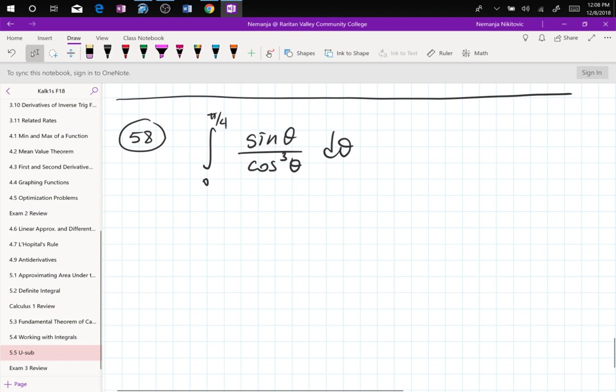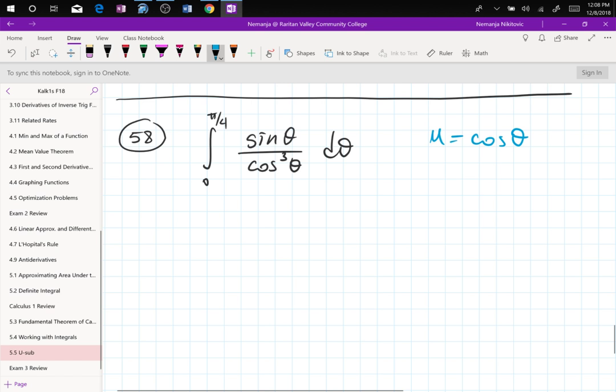All right, let's take a look at this problem together. Now that the happiness is on the horizon. What is u? Cosine theta. Very good. See, cosine is cubed, which would prompt us to have u cubed, and that's good.